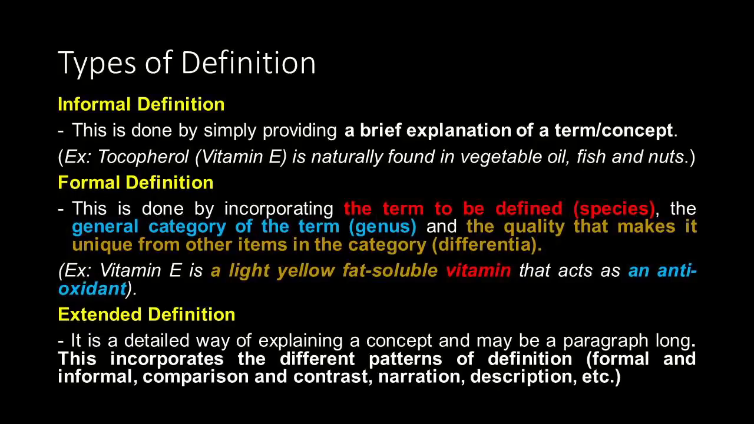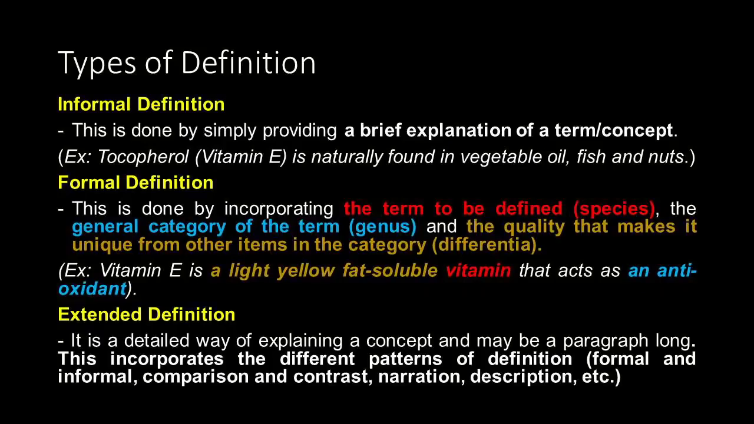But when we step it up and transform it into a formal definition, we include the term to be defined, the general category of the term where it belongs, and add the quality that makes that item or term unique from other items in the same category. As an example, vitamin E is a light yellow, fat-soluble vitamin that acts as an antioxidant.